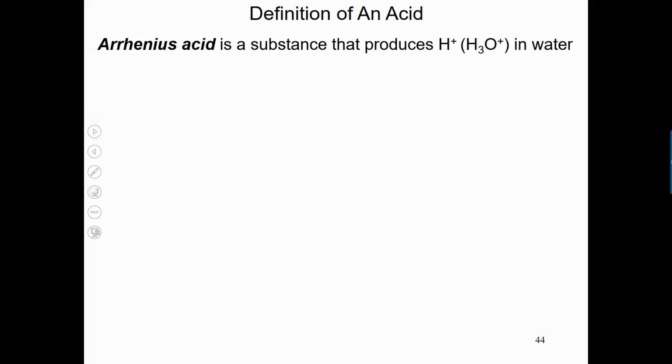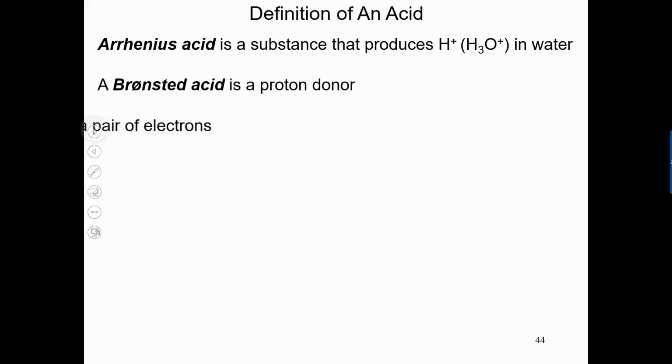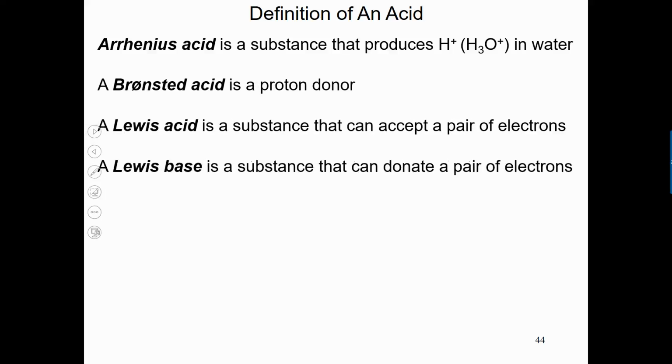And we're going to continue talking about acids and bases by giving a few more definitions of what an acid is and what a base is. Okay? So, earlier we defined an acid as a proton donor. Okay? And a base is a proton acceptor.